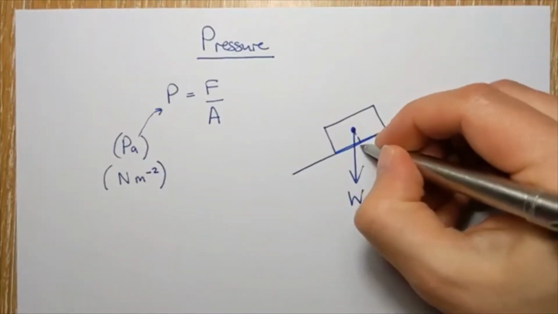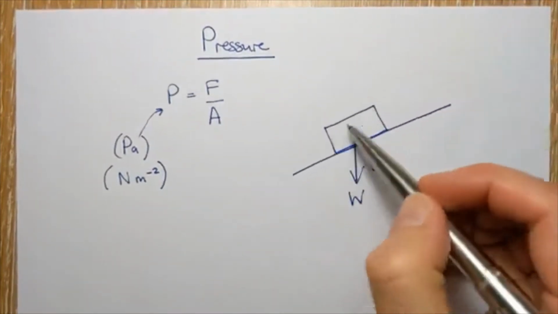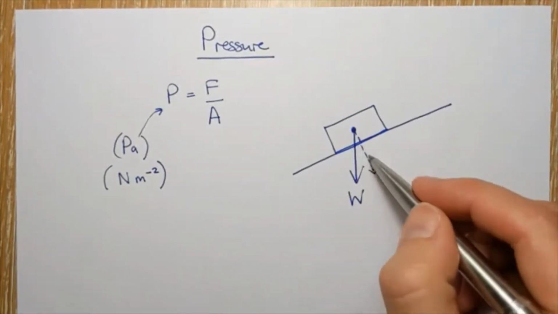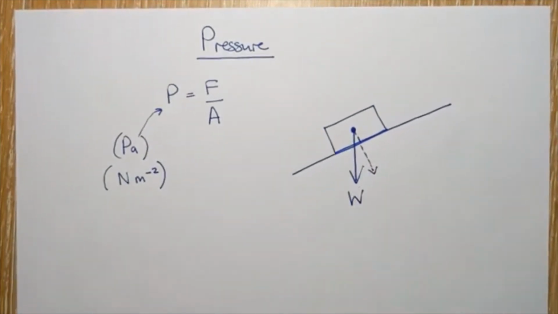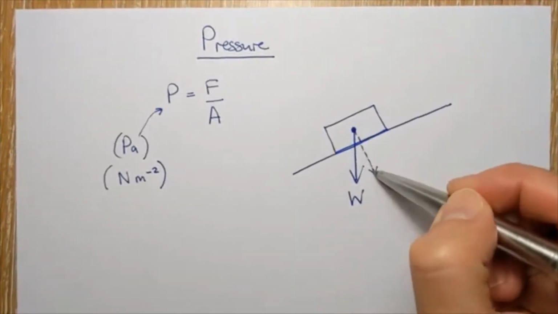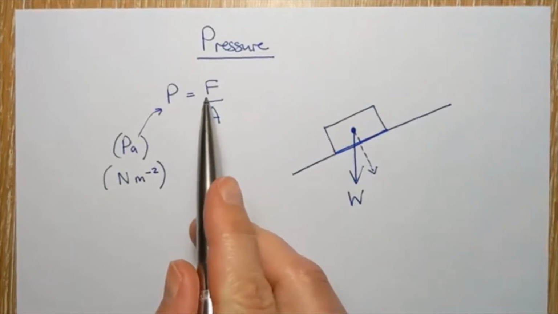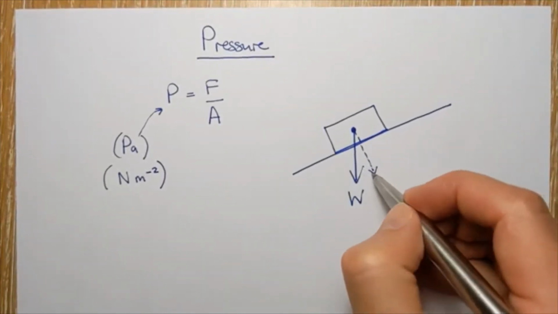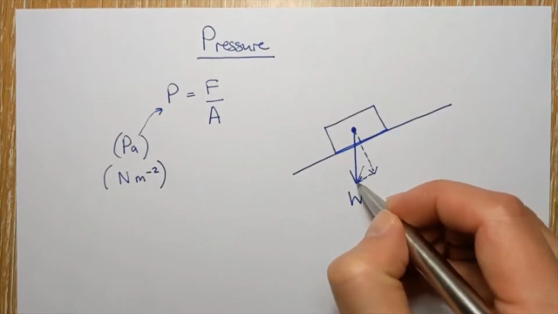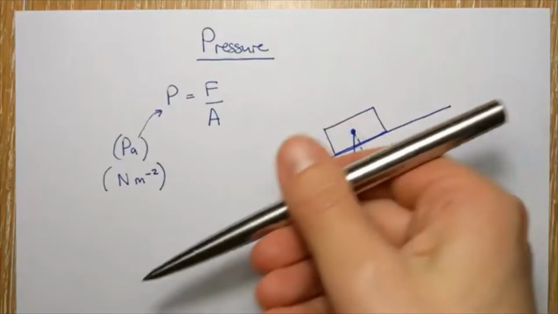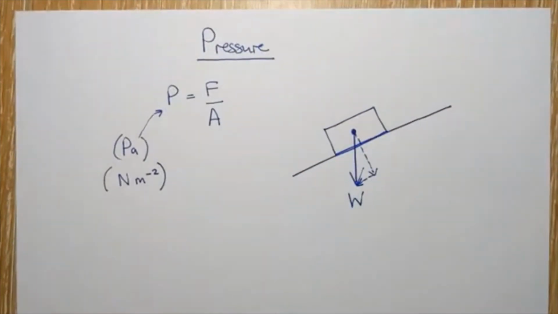And so the normal contact force that the block exerts on the roof will only be the perpendicular component of the weight. And it's this force, this perpendicular component, that goes into that formula. And if you think about it, this makes perfect sense, because the parallel component obviously can't be pushing down. If it's parallel to the surface, it can't be pushing on the surface.